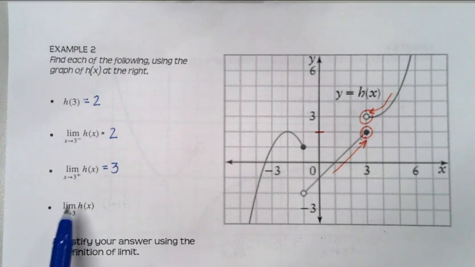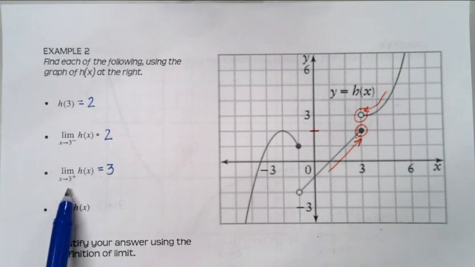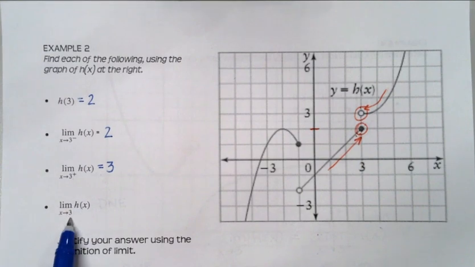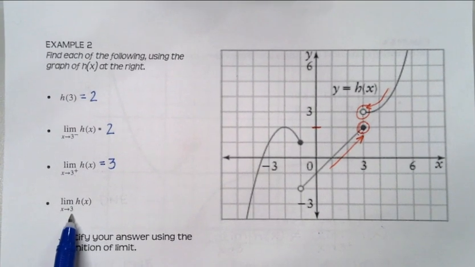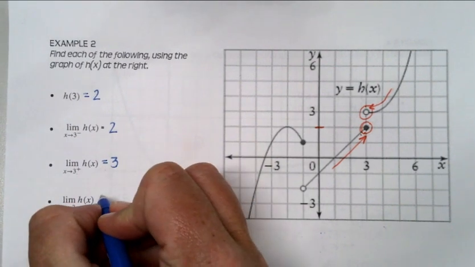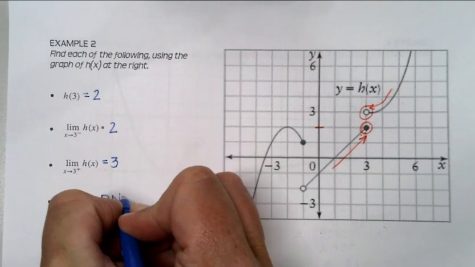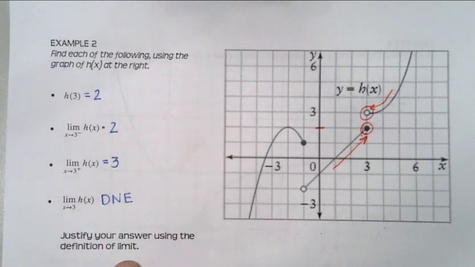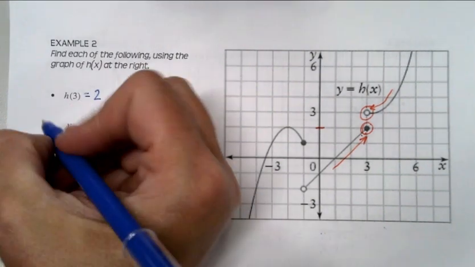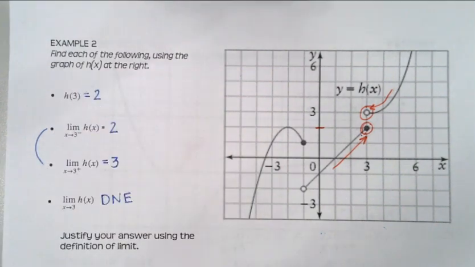But the issue here is, this is my limit from the left, this is my limit from the right, so when I just ask for my overall limit, which is what this question is asking, I have to say that this limit does not exist. And the question wants me to justify that answer. I'm going to justify by saying, look, these two things are not equal to each other.